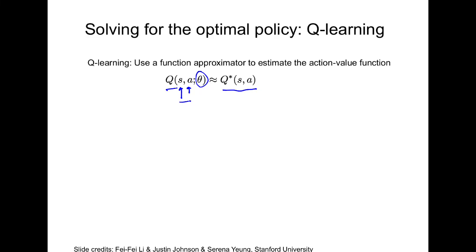So for that I need to know Q star S, A. But we started with this: we cannot get Q star S, A because there are so many states, so many things. What we have is an estimate of Q star at time step t. So we use each of those estimates as the input to my neural network. And using that I try to optimize.